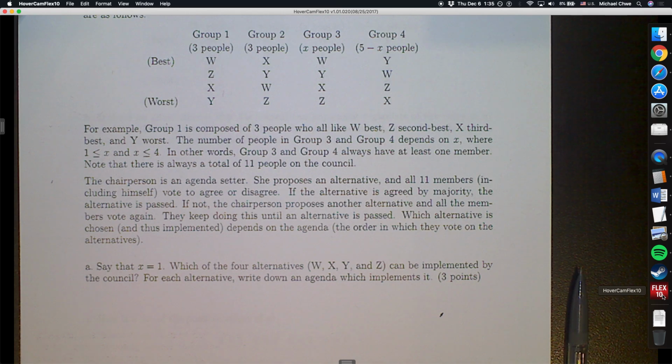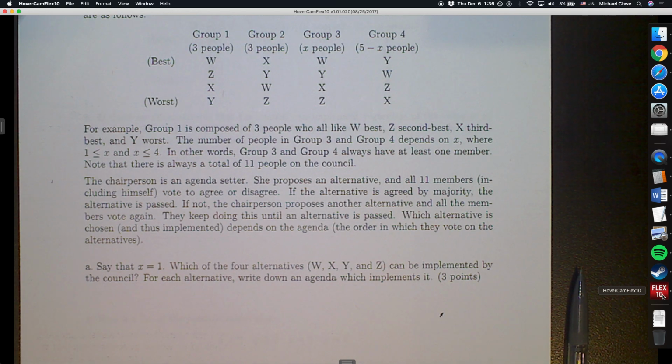So to make it into the agenda, you do this. Between X and Y, X would win. And between Z and X, Z would win. Between W and Z, W would win. This implements W. Is that clear? Okay, this is straightforward. Everyone should be able to do this. This should be really basic.